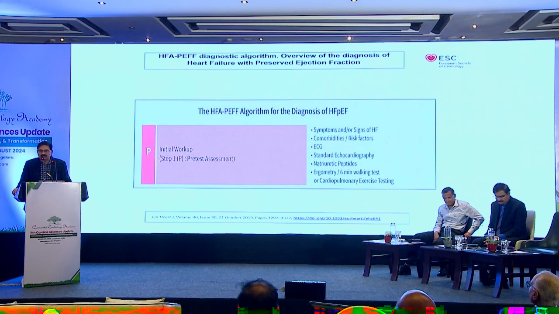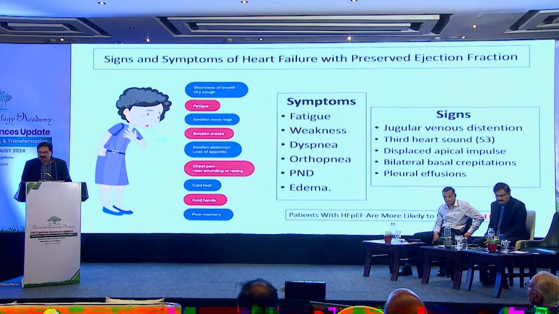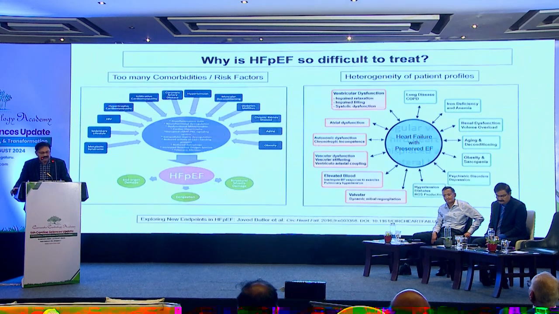The first segment is looking at the ECG and then the standard echo, natriuretic peptides, and then the 6-minute walk test and CPET, which is the P segment or the initial workup. Obviously the signs and symptoms, I think Srikanth has already dwelt on this. The symptoms are basically fatigue, weakness and so on. Signs are the elevated JVP, third heart sound or a gallop, displaced apical impulse, bilateral basal crepitations and pleural effusions. It's usually seen in an obese elderly lady with hypertension.